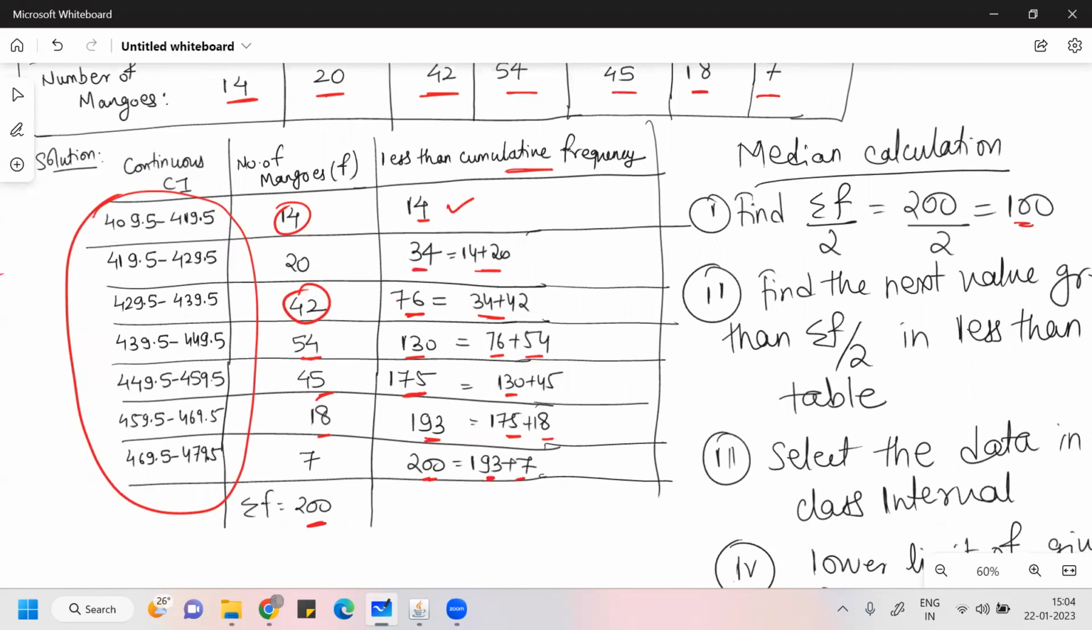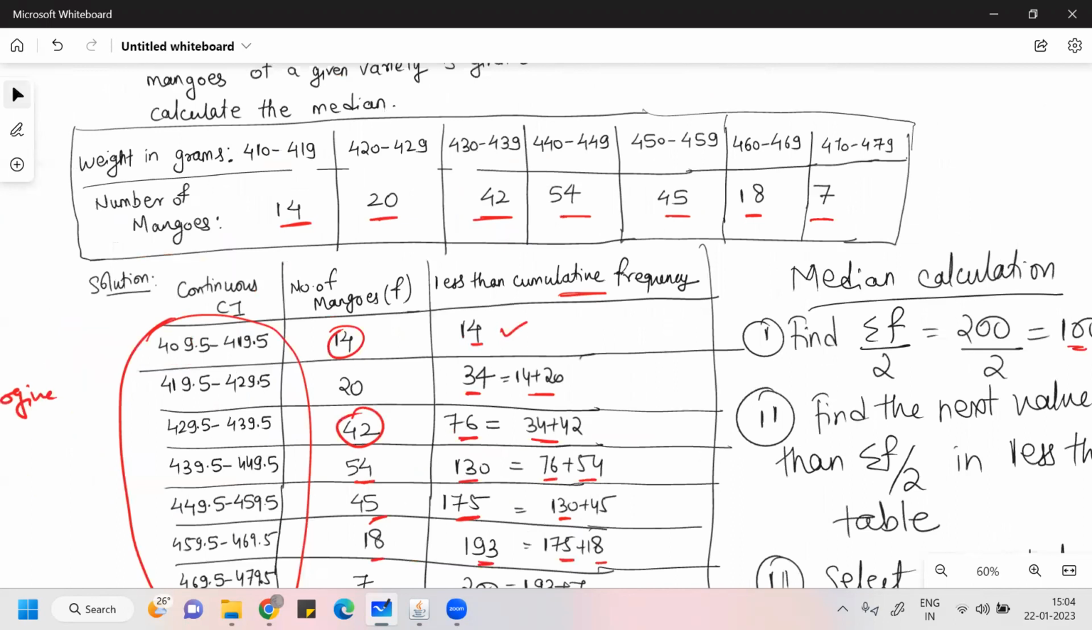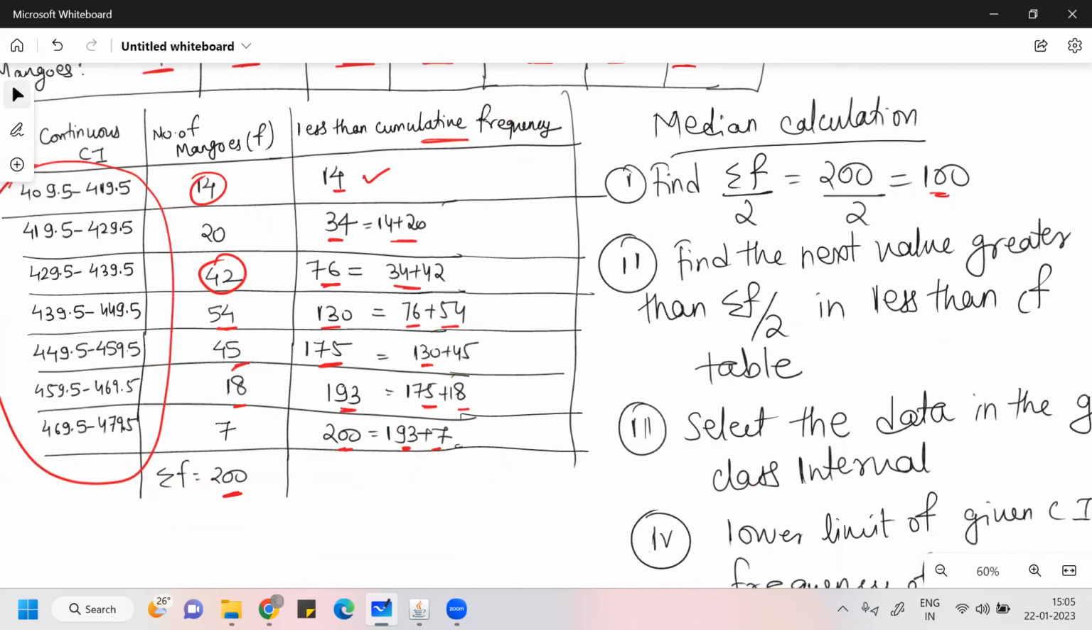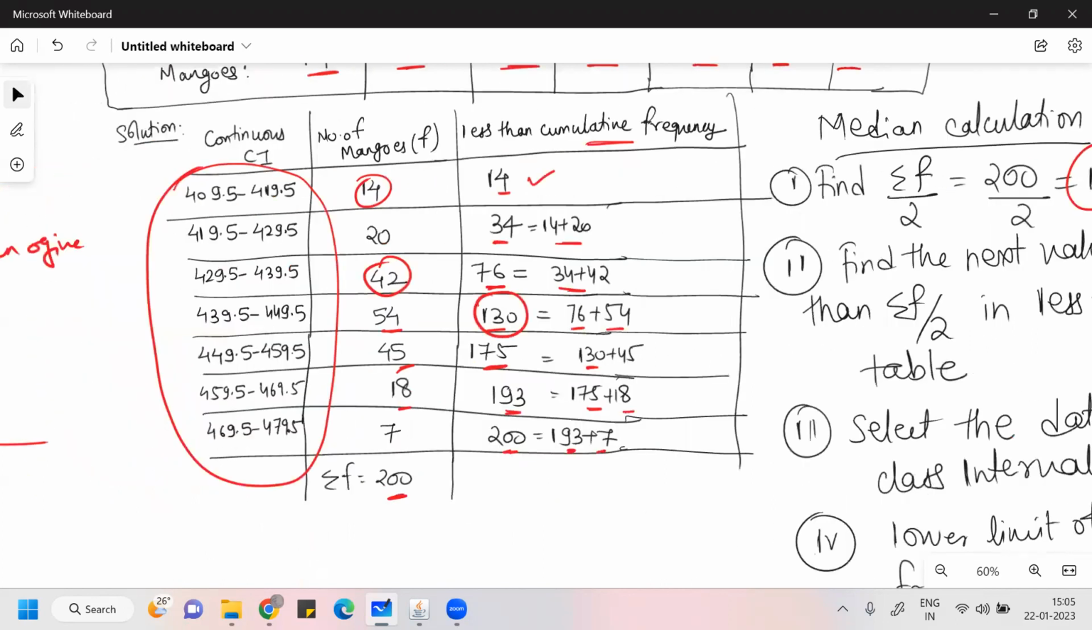See in the cumulative frequency table, and find the next value which is greater than 100. If you look in the cumulative frequency table, the next value greater than 100 is 130. So this class interval is the one that shows where you have the median.